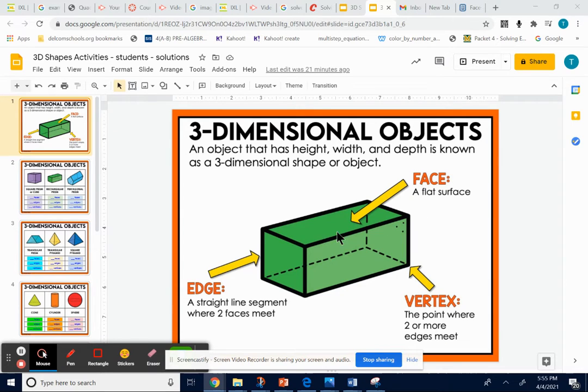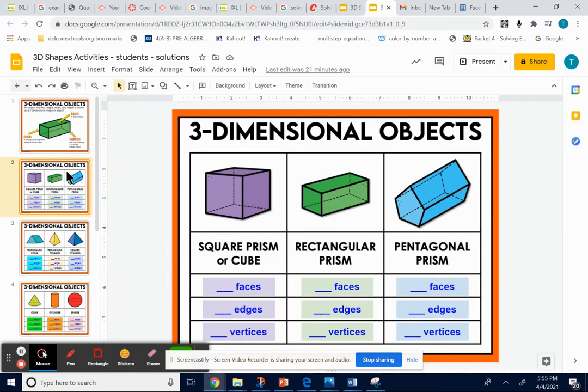A face is just a flat surface. An edge is where two faces meet each other, so like this is an edge. And a vertex is a point where two or more edges meet. We're going to take a look at these objects and think about all three of these things.